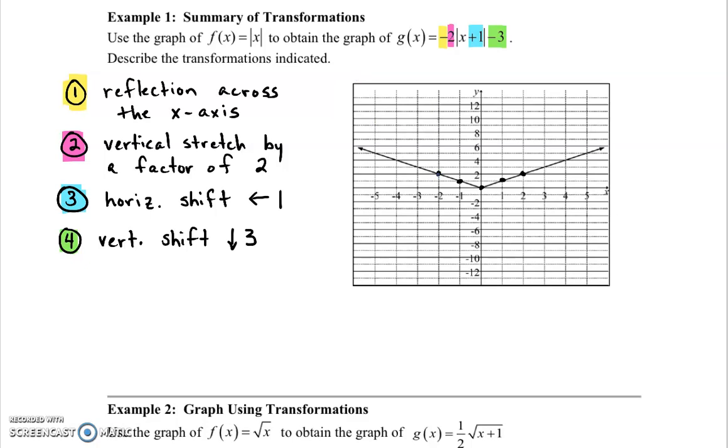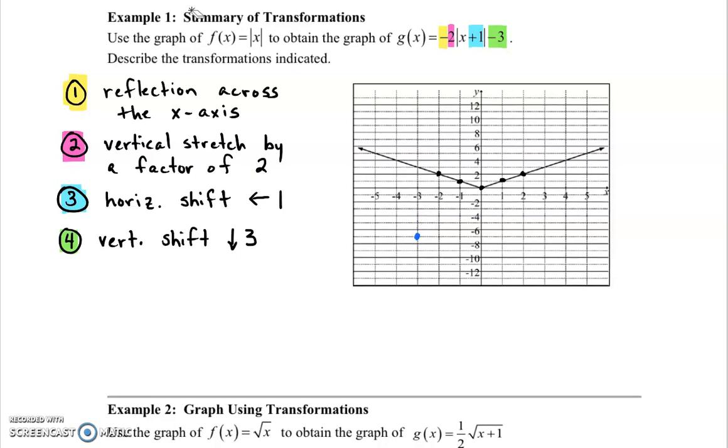So first, I reflect across the x-axis. So (-2, 2) becomes (-2, -2). Then I vertically stretch that by a factor of 2. So multiply it by 2 gives me a -4. Then I'm going to shift it left 1 and down 3. 1, 2, 3. So that point moved there.